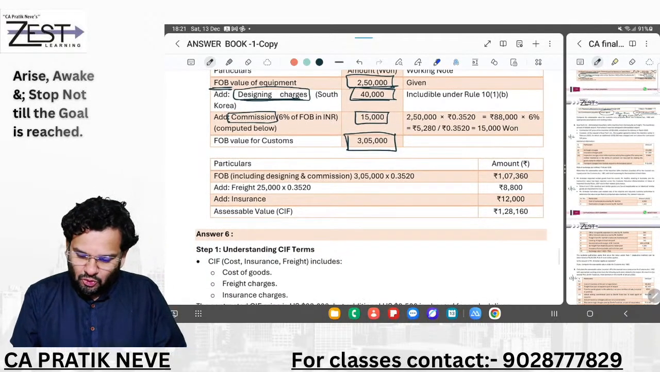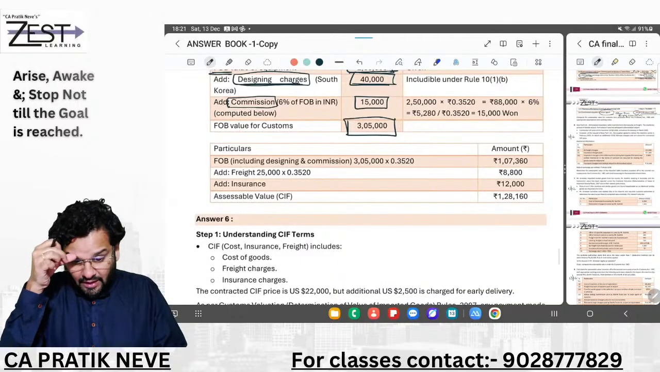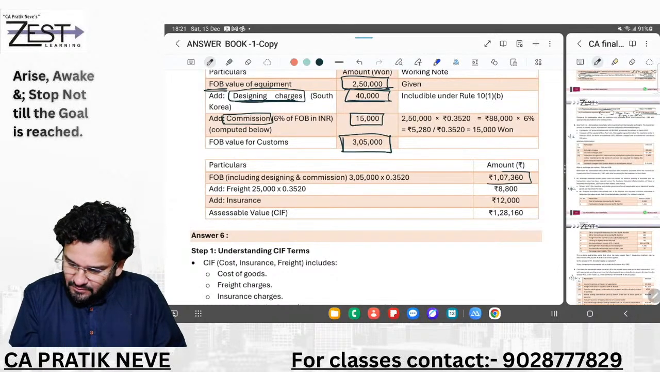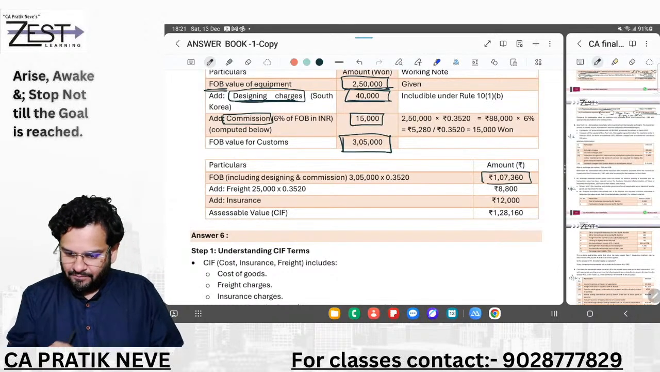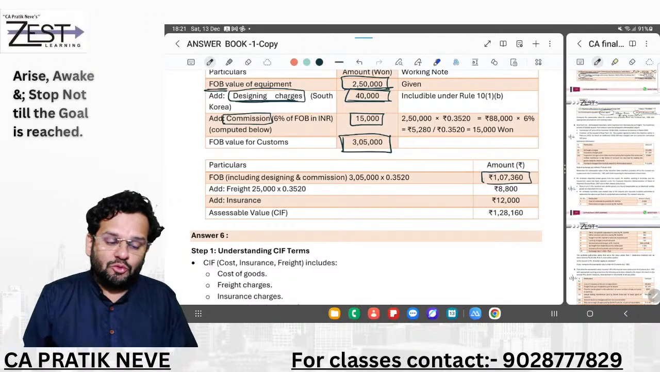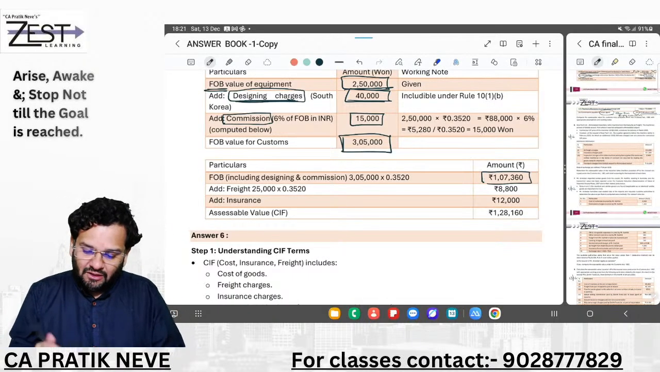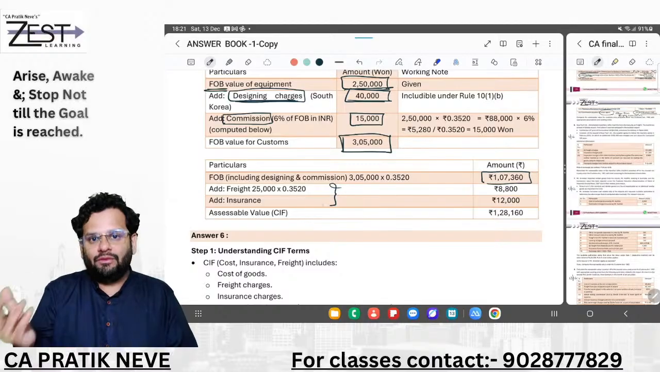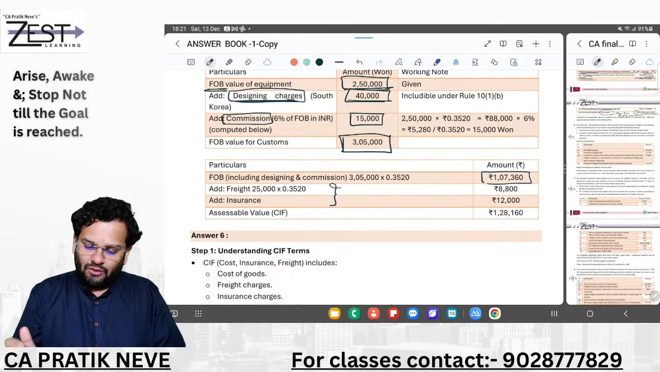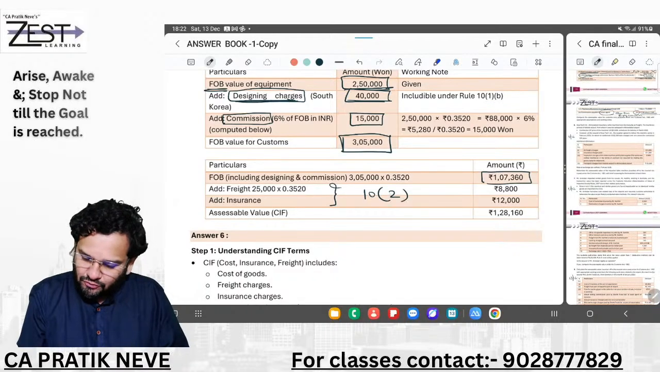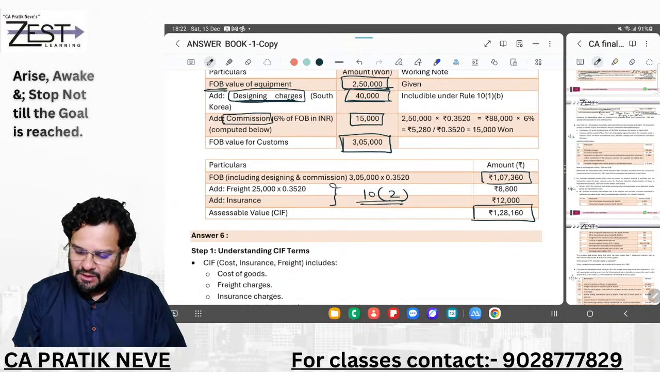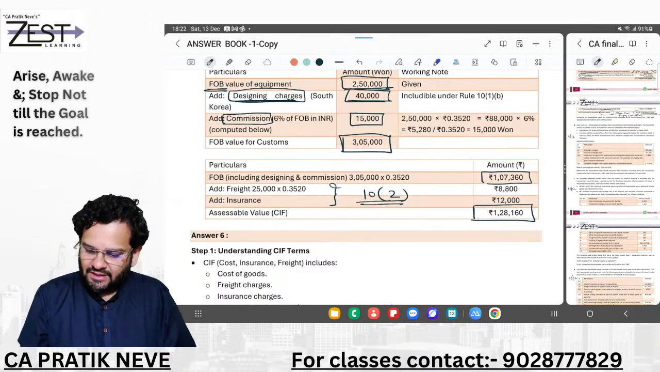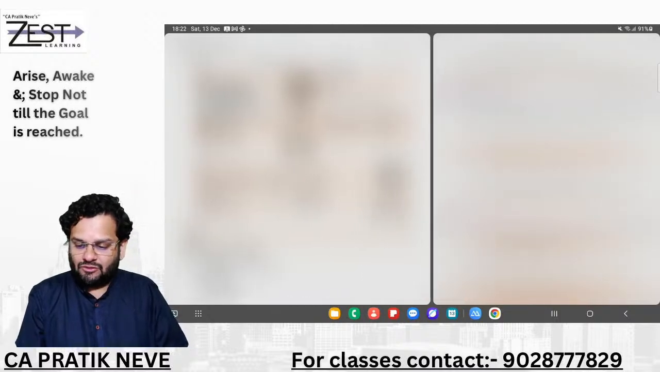Okay. So now FOB including design and commission will be, yes, check. You will convert it in rupees. Then you will add the freight and insurance. Problem is freight was given in won, that is the foreign currency. You convert that in rupees and do the adjustments of 10 to, you will finally get the assessable value in rupees. Let us do that. Friends, let us do the entire sum. That's what I feel.